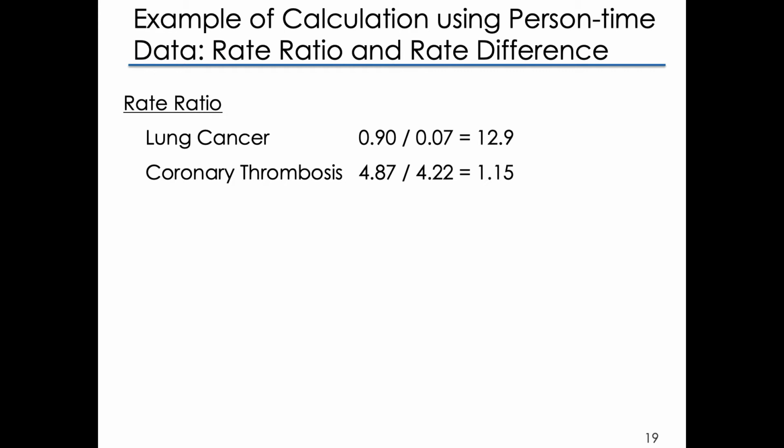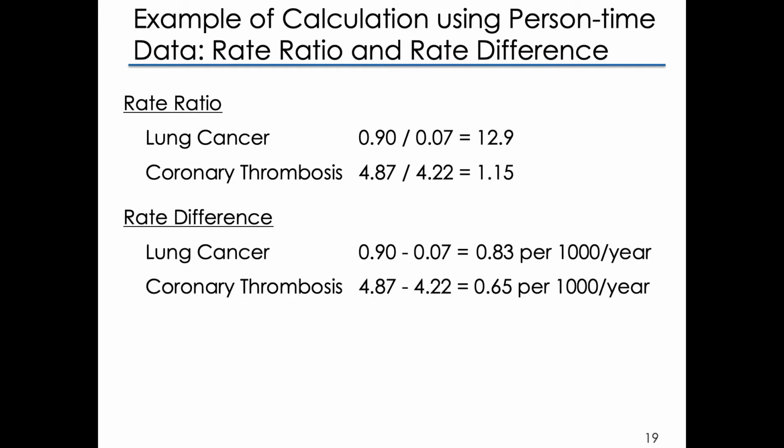However, if we use the rate difference, taking the same two numbers for lung cancer and subtracting them, the rate difference is 0.83 per 1,000 person years. For coronary thrombosis, the rate difference is 0.65 per 1,000 person years. So if these were your data and you were trying to communicate about the effects of cigarette smoking, which type of measures would you choose to present?